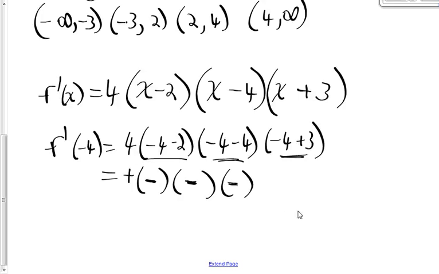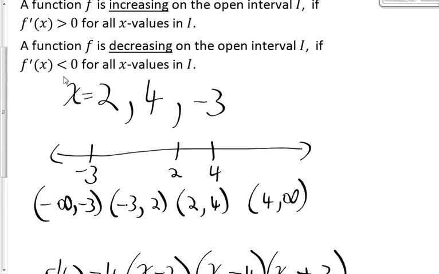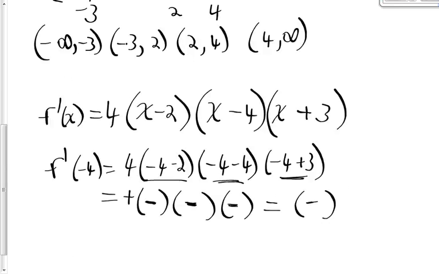A positive times 3 negatives gives me a negative answer. So I don't really care what the number is. All I care about is the fact that it's negative. So on this interval, the derivative is negative, and when the derivative is negative, the function is decreasing. So on this interval, I know the function is decreasing. All right, now I'm going to choose a number on the interval between negative 3 and 2.